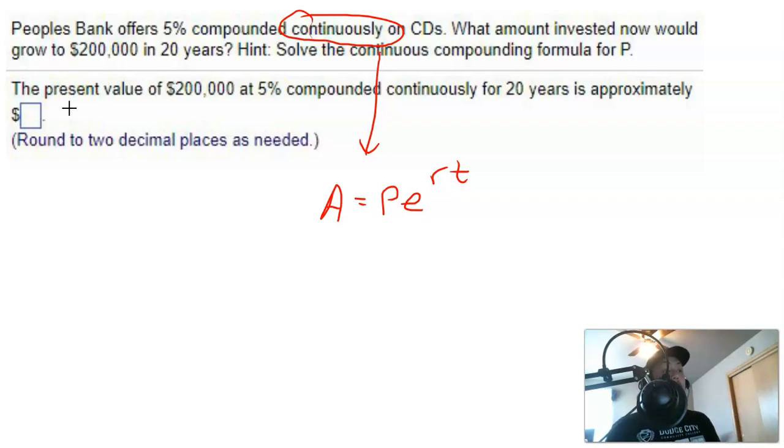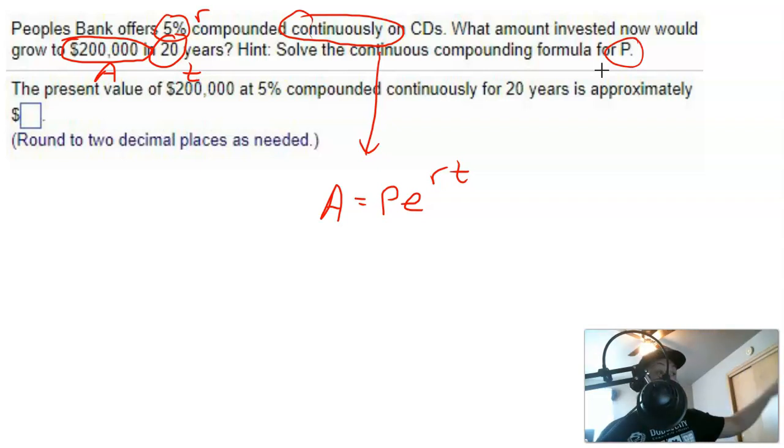So this is flipping the question around. It's not if you invest this much now, how much will you have in 20 years? If you want to have $200,000 as your final amount in 20 years invested at 5%, how much money do you need to invest now? So we're looking for P. What's the current investment need to be, the initial investment, so that it will grow to $200,000 in 20 years?